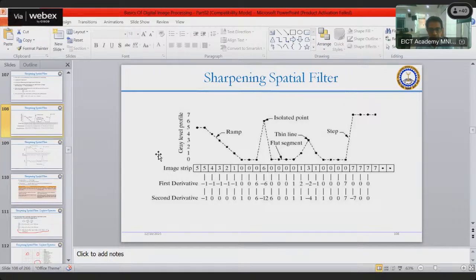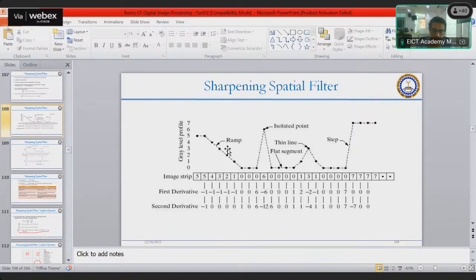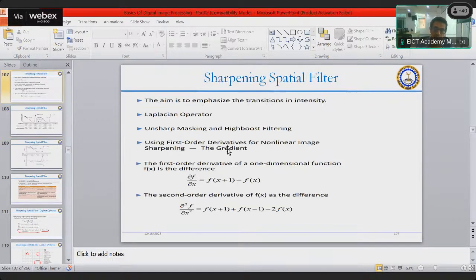So this is the one. This is the problem, a related problem that we are reading. What we are doing here, the aim is to emphasize. So what do you mean by sharpening the spatial filter? The aim is to emphasize the transitions in intensity. What do we do? We basically use the Laplacian operator. We do unsharp masking and high boost filtering.